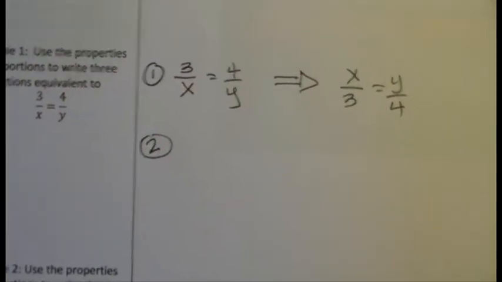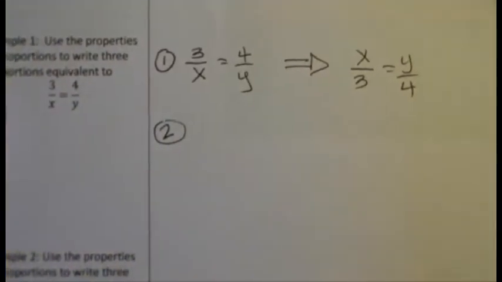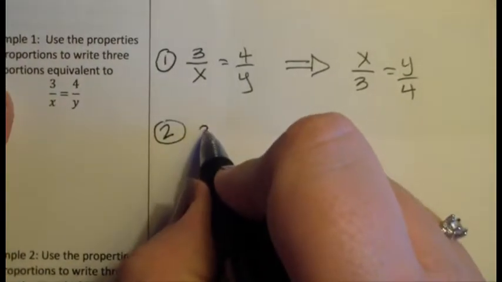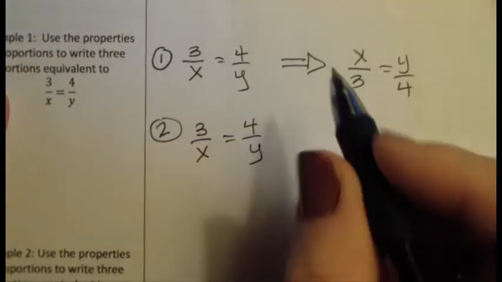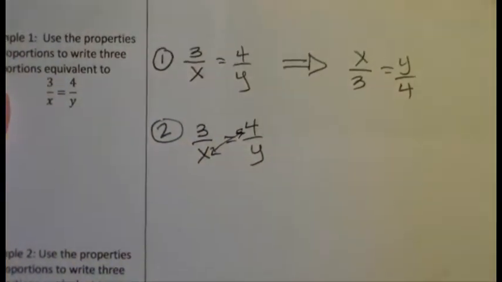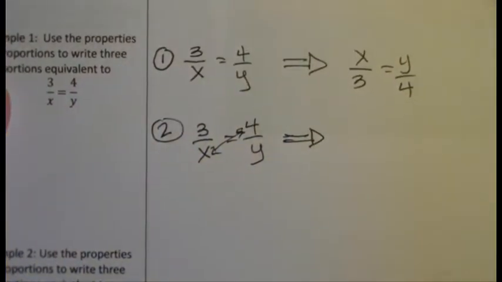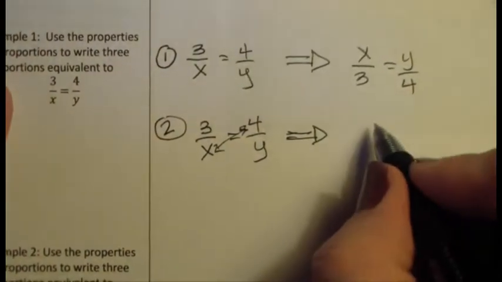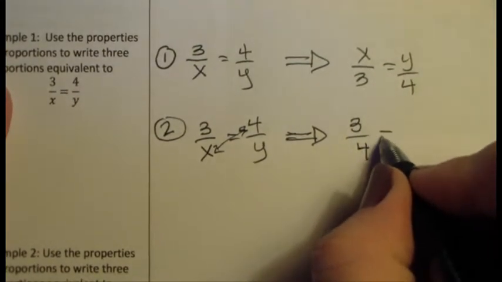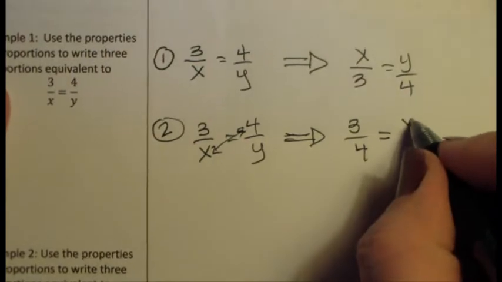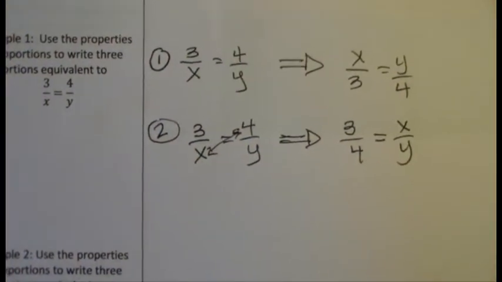For property of proportion 2, that's the one where we switch the means. Our original proportion, 3 over x equals 4 over y, we're going to switch these. So our new equivalent proportion will be 3 over 4 is equal to x over y. And those are also equivalent expressions.